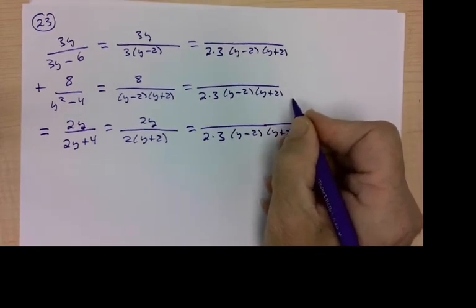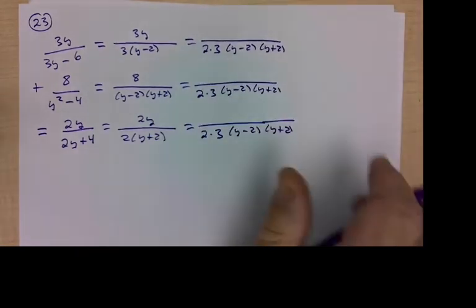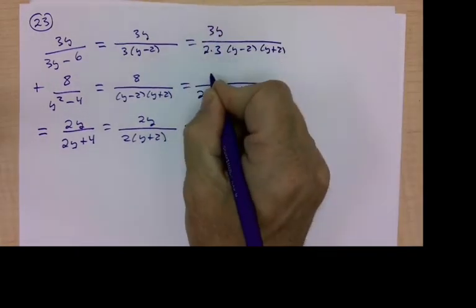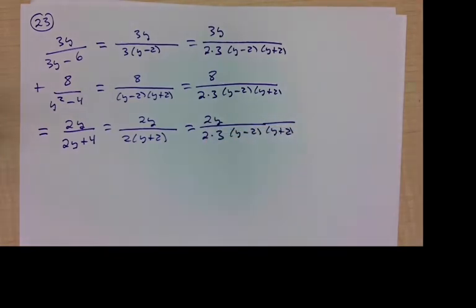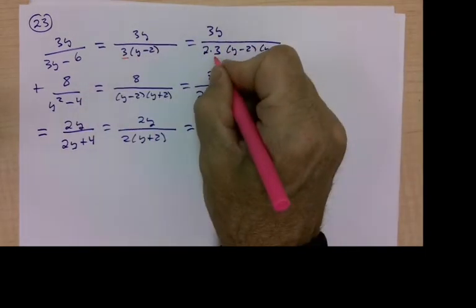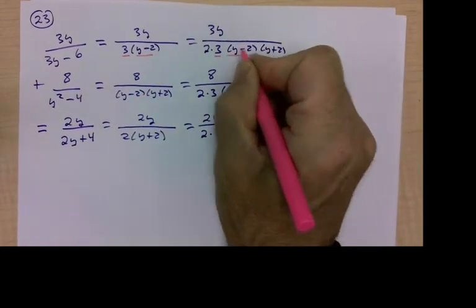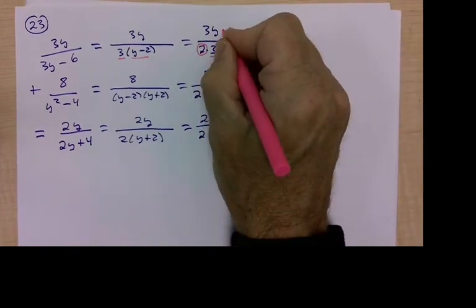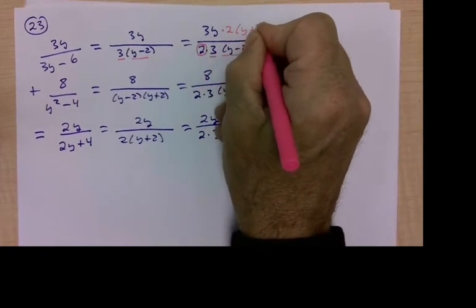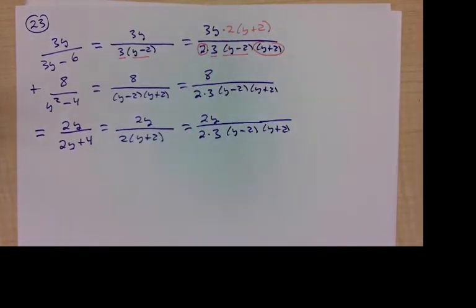Now we've got to build equivalent fractions. So I started with 3y and 8 and 2y. So what is new? What is old? What is new? Let's see. 3 was there before, y minus 2 was there before. So 2 is new, and y plus 2 is new. Times 2 times y plus 2, those are the new pieces.